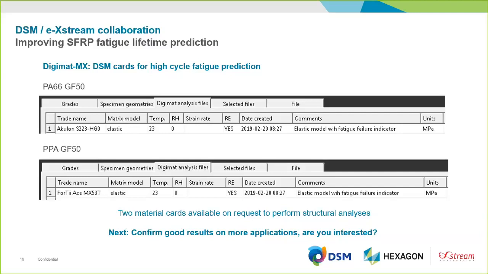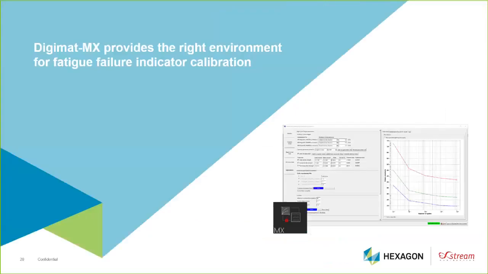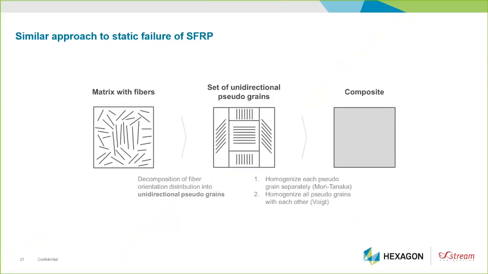I will continue this presentation with some more information for everyone about how we modify Digimat-MX to be capable to calibrate such a material card, so that everyone can replicate a similar approach to what you did. So for everyone to understand, in Digimat we indeed replicated what we already do for short fiber reinforced plastics in terms of static application for lifetime prediction.